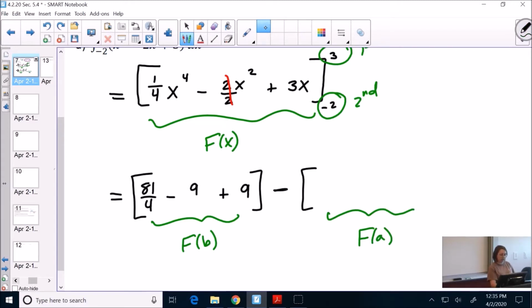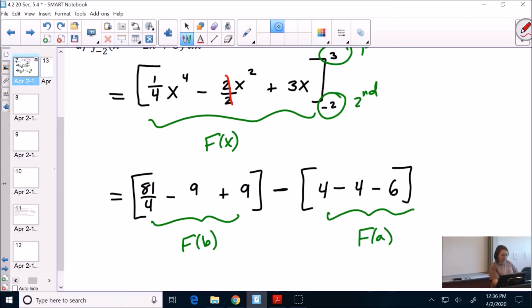So if we plug in -2, to the 4th power, that's going to be a positive. 2 times 2 is 4, and then 16. So 16 divided by 4 is 4. Minus, -2 squared is going to be a positive 4, but it had a negative out front, so it's still negative. Minus 3 times -2 would be -6. There's your F of a. It wasn't so bad, I hope. If you have questions, let me know. I'm going to do a couple more examples.